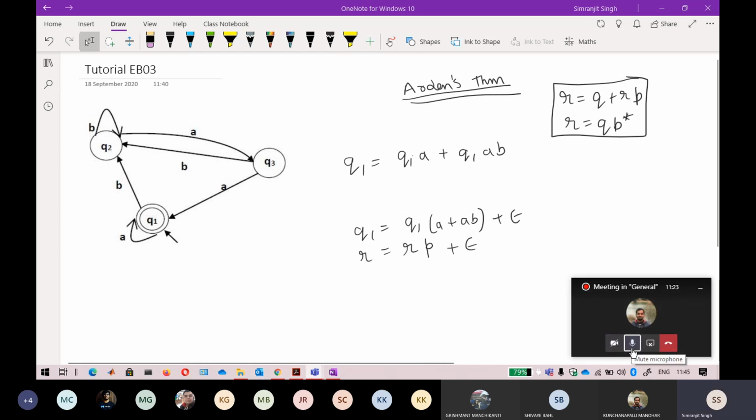I think you can easily solve this. Just write all the equations first, like Q1, Q2, and Q3. Then see what is remaining in Q1, what I can substitute. Is there a need to solve Q2 or Q3? Keep that thing in mind.